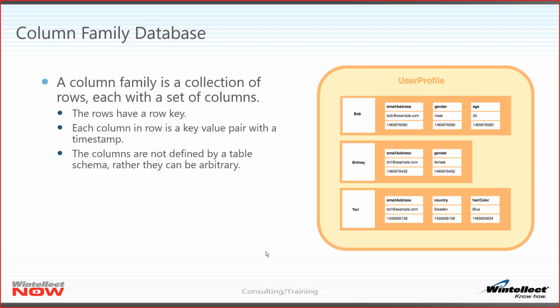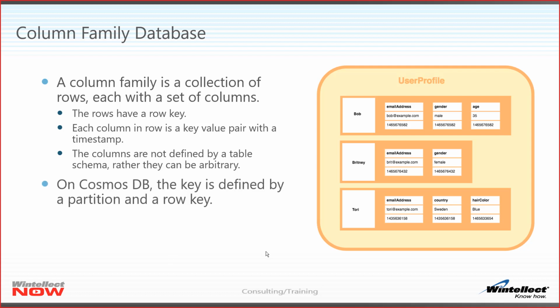So it kind of gives you a way to have a table-like structure that's not bound to a really tight schema. And this really orients your data around the columns themselves versus having tables. So you can have any arbitrary data attached to a row, and the column becomes the more important queryable object rather than the row itself. And in Cosmos DB, the key is defined by a partition key and a row key. In this case, the partition key and the row key would be the name here, Bob, Brittany, or Tory. And then the columns can be any arbitrary column, and that can be queried against.